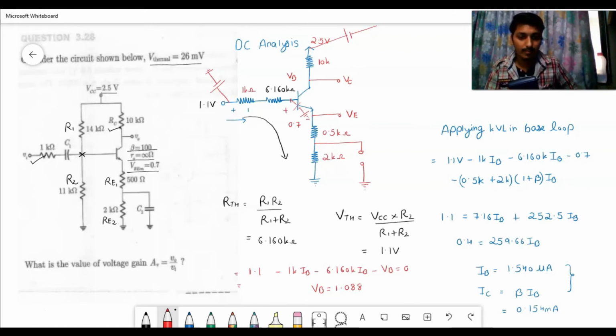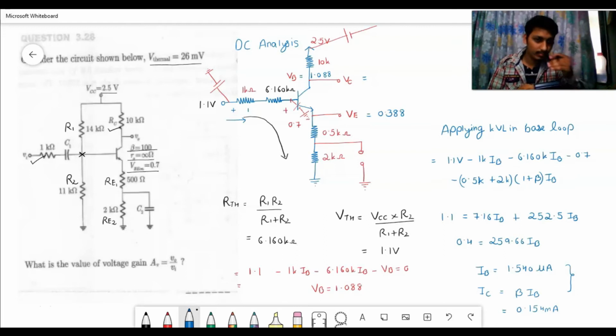And if we apply for VE, it will come out to be VB minus 0.7, which is 0.388, and VB is your 1.088. And if we talk about VC here, 2.5 minus 10k into 0.154, 2.5 minus the answer, gives 0.96.